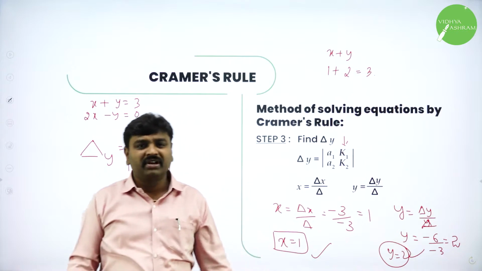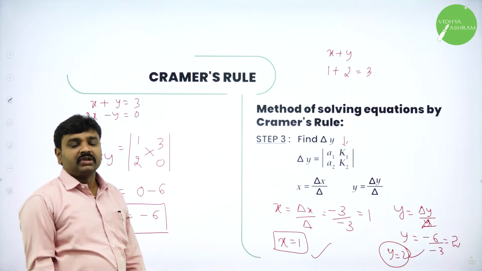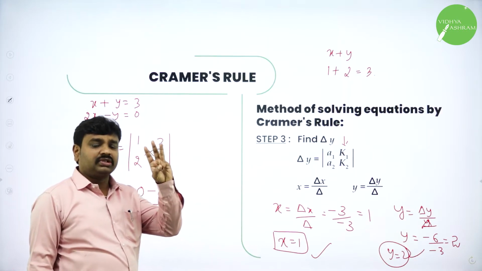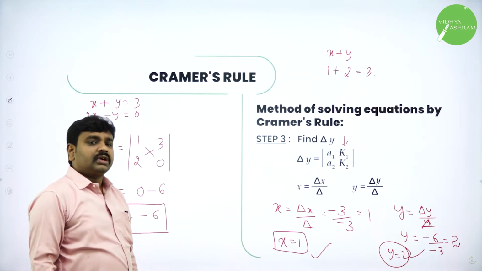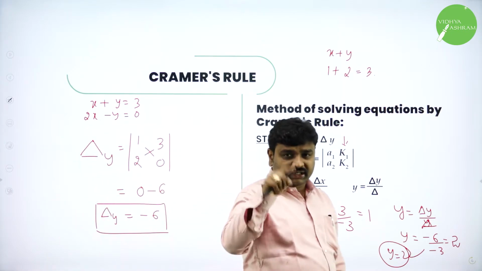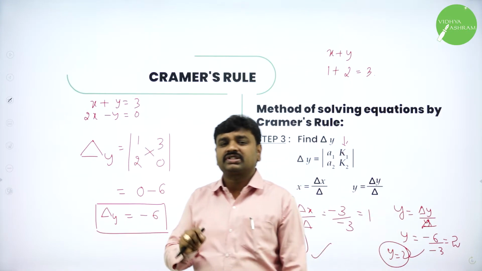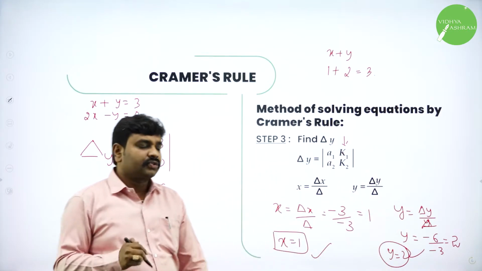This we can solve by simultaneous equations also. But Cramer's rule will be very helpful when it is 3 cross 3. When they give 3 unknowns and 3 equations, it is better to go for Cramer's rule. So now I hope all of you understood. There you have delta x, delta y, delta z also. So these are the steps involved in Cramer's rule. So let me summarize.